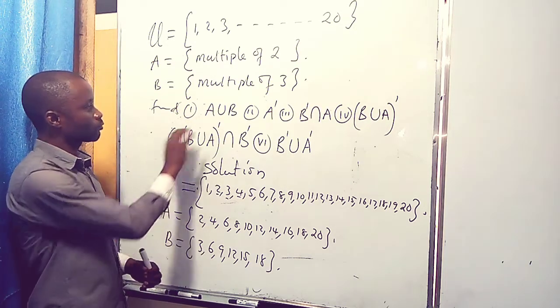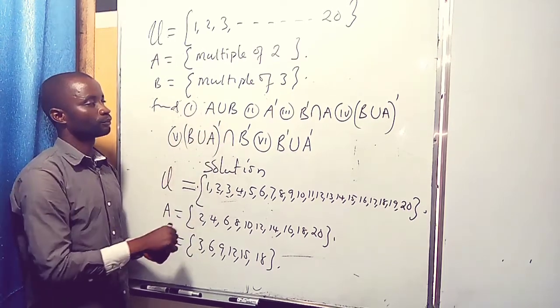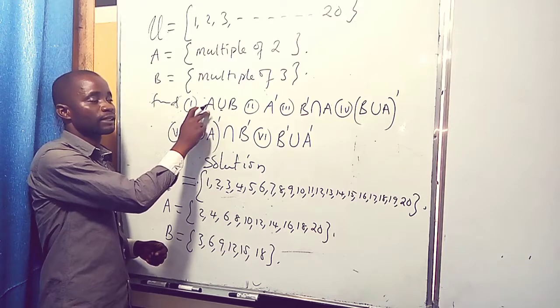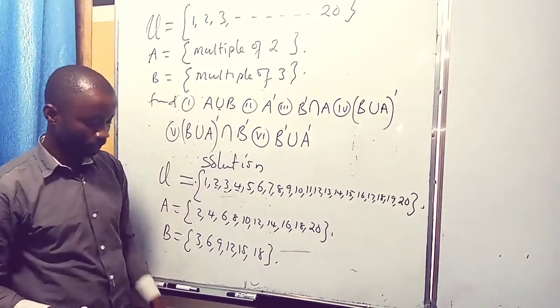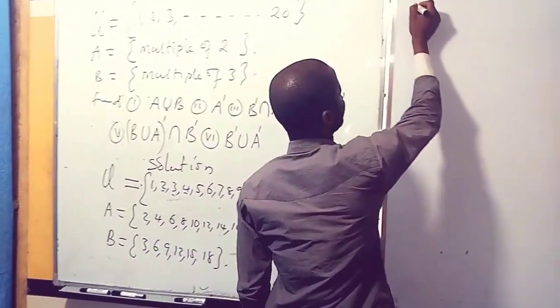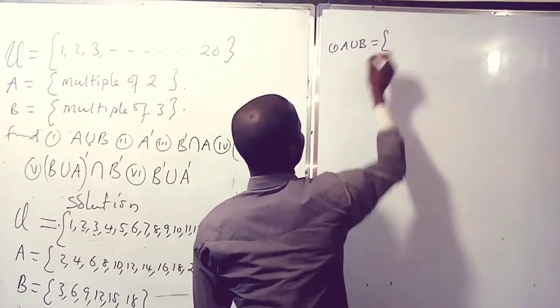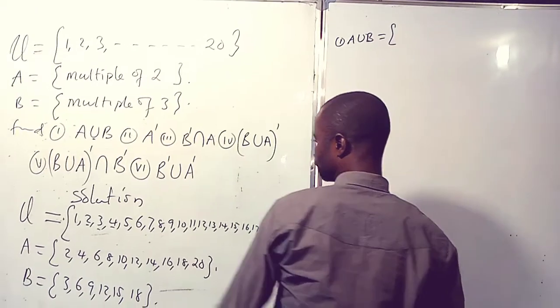And then the first question, A union B. The meaning of union is that you are going to list all the elements that are present in A and B. Let's start from the first one, that is A union B. Now let's start from the elements of A.